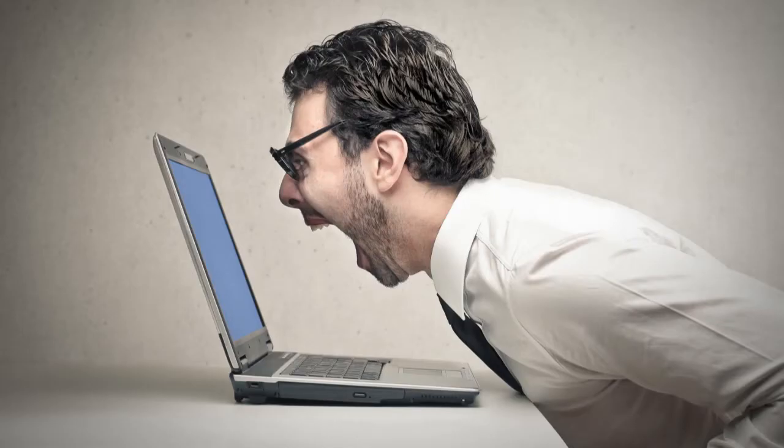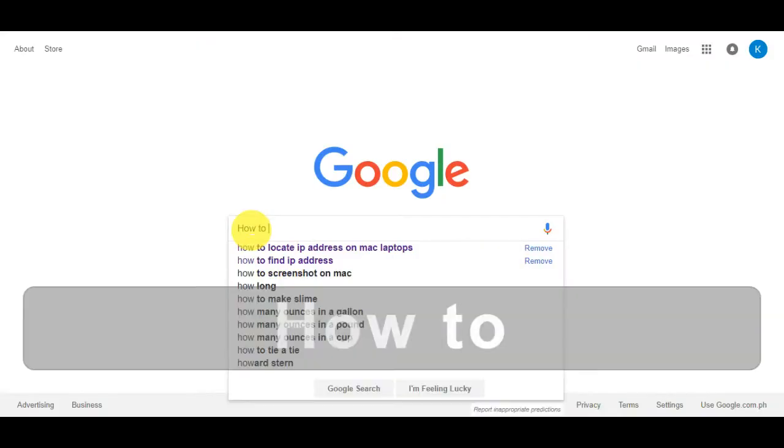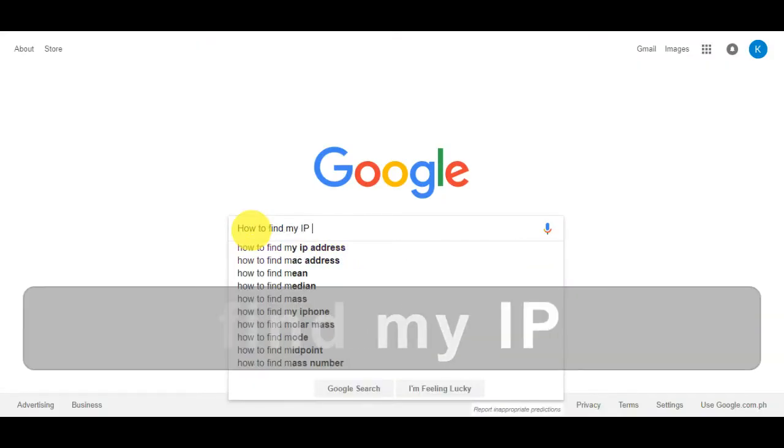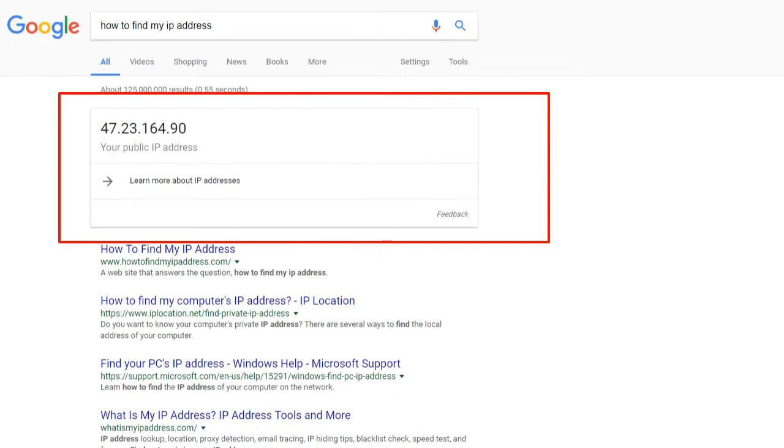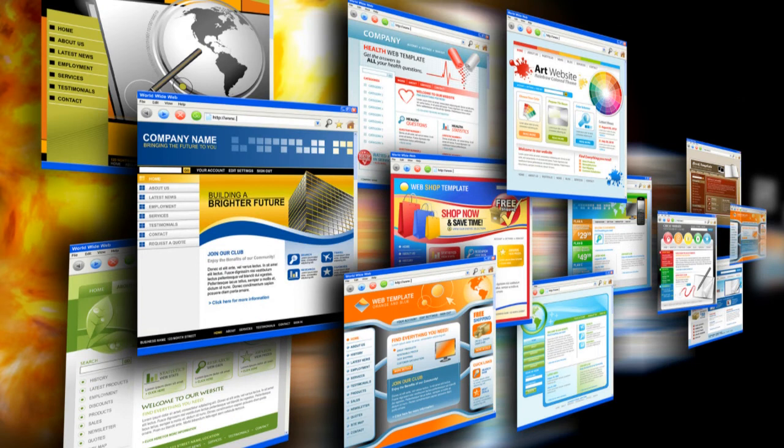If you have trouble following those steps, you can try going online instead. Simply type "how to find my IP address" into Google. At the top of the search results, you should see a box containing your IP address. If this feature isn't working for you, don't worry. Your search will reveal a wide variety of websites that are dedicated to telling you what your IP address is.